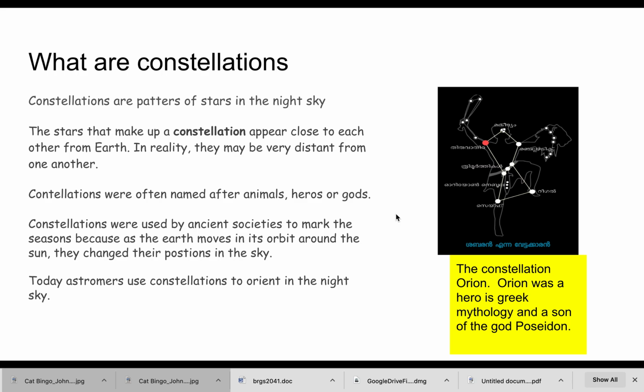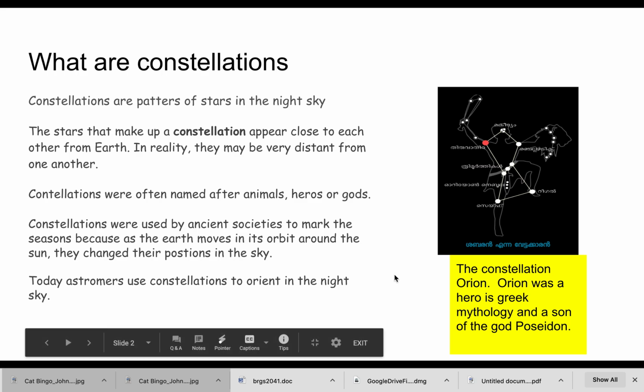The constellation can be very distant, and these stars that make it up are not necessarily going to be very close to each other. They look close to us because of our perspective, but these stars can be millions of light years distance from each other.